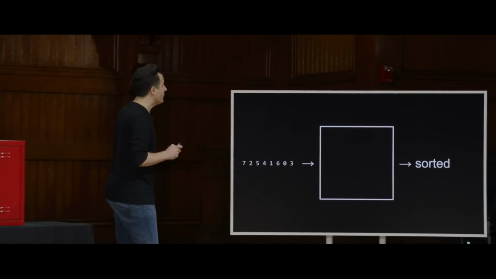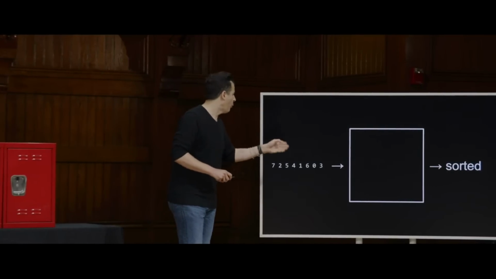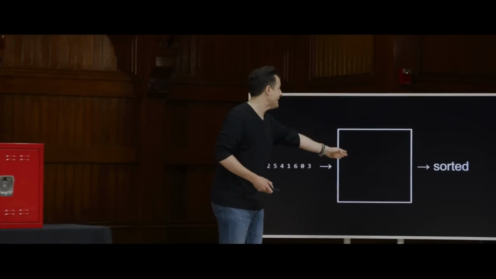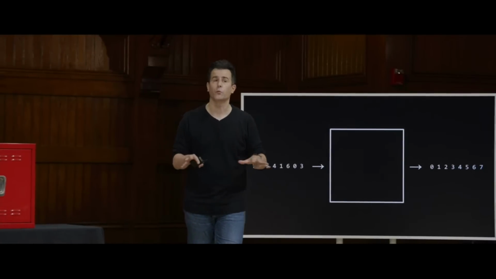For instance, if we have these integers here, unsorted, 7, 2, 5, 4, 1, 6, 0, 3, effectively random, the problem of sorting, of course, is to turn it into 0, 1, 2, 3, 4, 5, 6, 7 instead. And there's a bunch of different ways to do this.